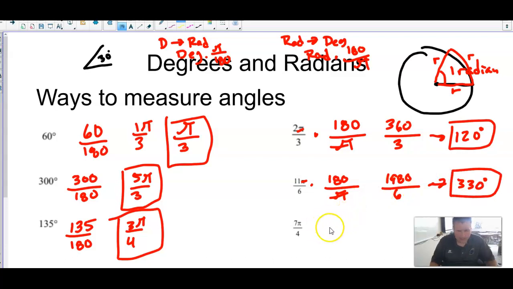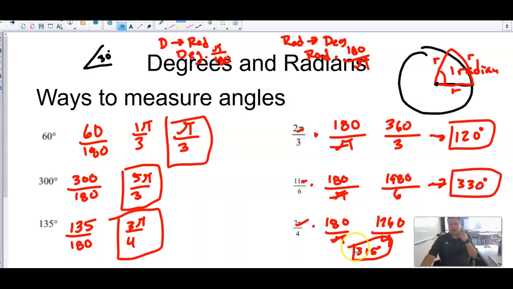And then my last one, again, times by 180 over pi. Make sure you do that. The pi's will cancel out there, and I have 7 times 180. That's 1260, and I'm going to divide that by 4, and that will give me 315 is what I end up with on that one. So that's what I'd be.